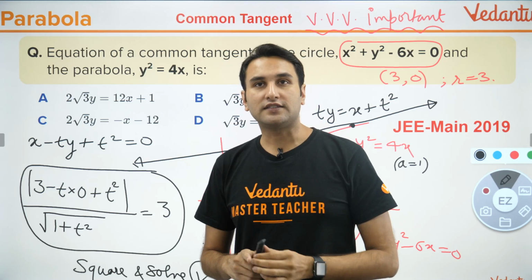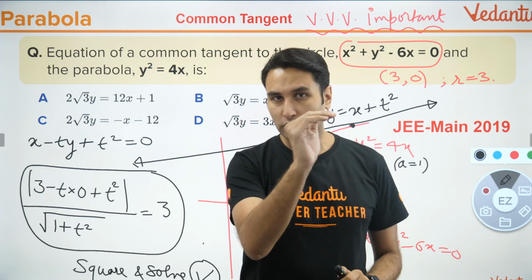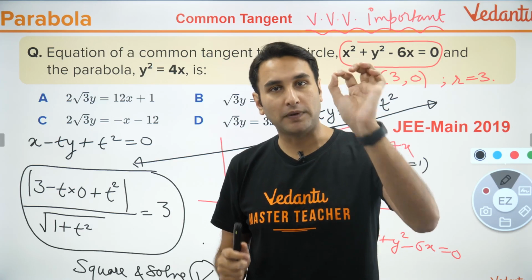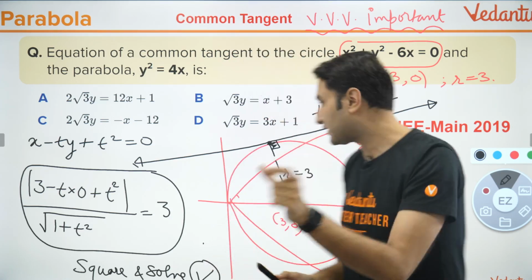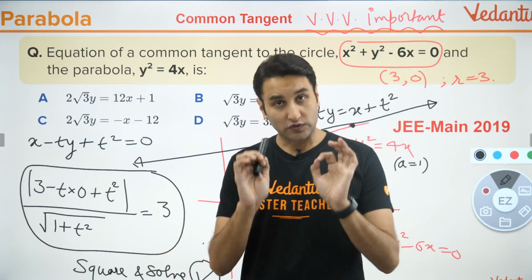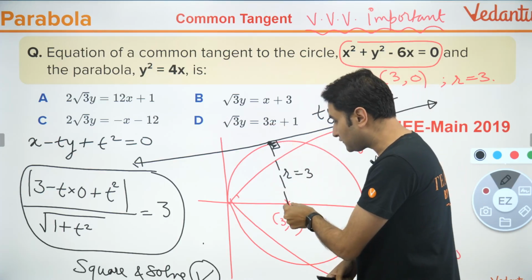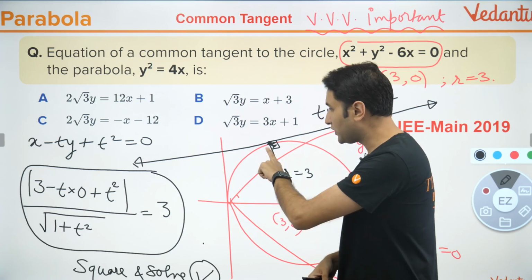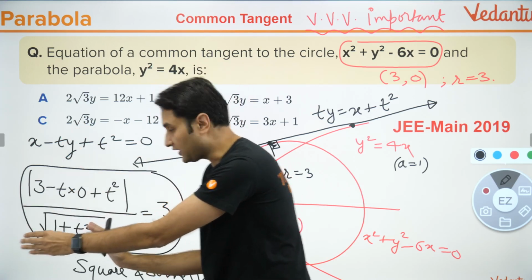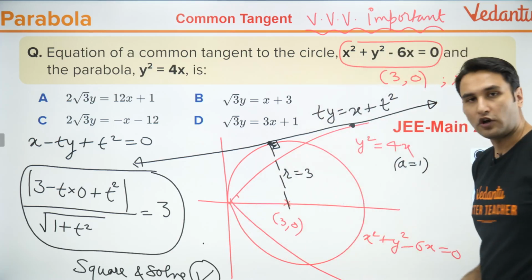Step 1. This is a guaranteed problem in JEE. Every year it comes. There is a parabola, there is a circle, common tangent. Step 1. Take the tangent to the parabola in the standard form, which either can be ty is equal to x plus at square or y equal to mx plus a by m, whatever you like. After that, step 2. Now make this line's perpendicular distance from the center of the circle equal to radius. Perpendicular distance of the line from the center is equal to radius. Solve it to get the value of t, and that is your common tangent.